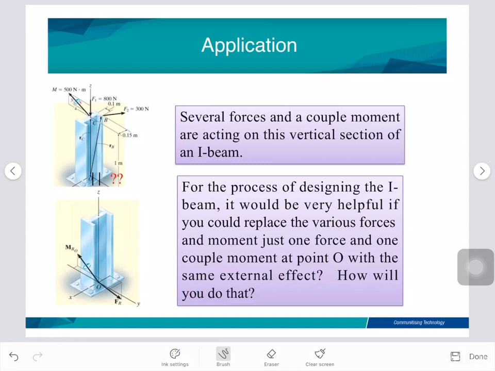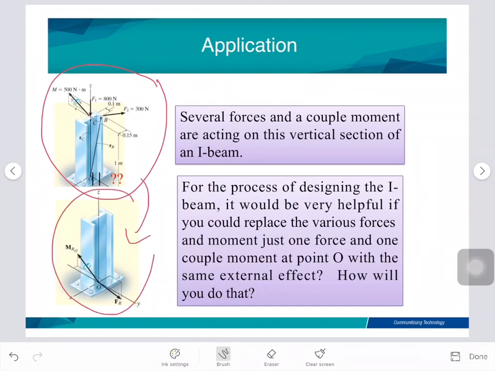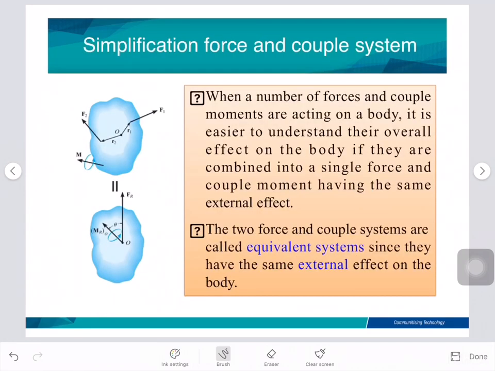Okay, why do we need to study this? Because when we have several forces, we can find an equivalent system. So we have a single force resultant and a single moment resultant. Why? Because in designing of the structure, it is very helpful if you can replace the various forces and moments with just one force and one couple moment.